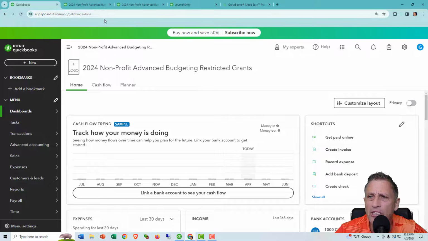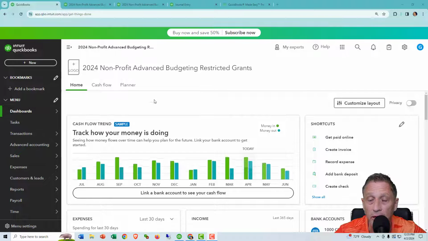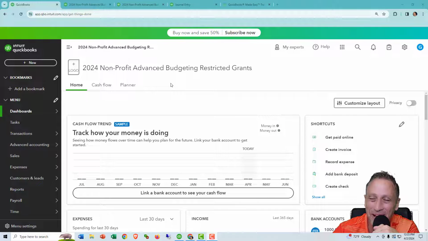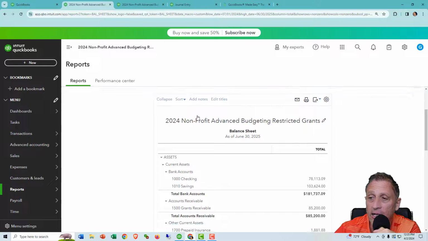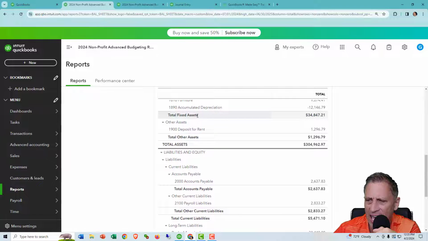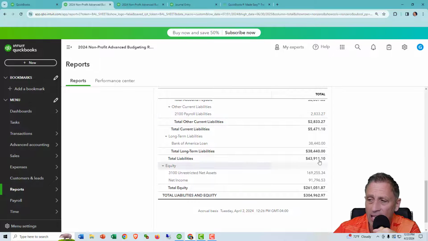So what am I talking about? What I'm talking about is when you look at a balance sheet. I'm going to go to a balance sheet right here. Say you're printing this out for the board. If you look at the bottom here, the equity section, yours might even say retained earnings. I like to change the name in the chart of accounts to unrestricted net assets. But what this is telling us is basically all the assets net of liabilities that we have.